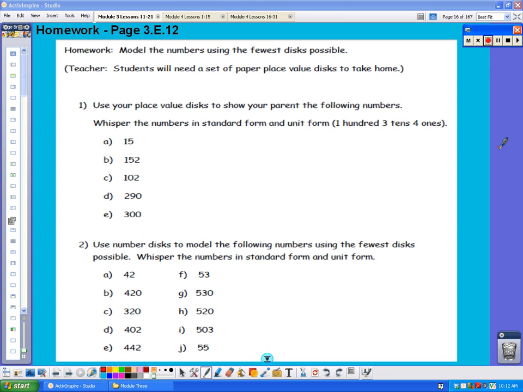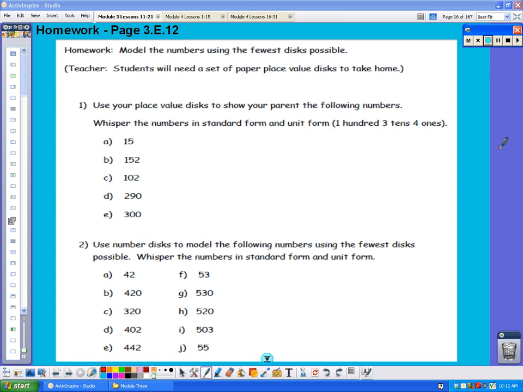Lesson 11 objective states, count the total value of ones, tens, and hundreds with place value discs. So for tonight's homework, you should have brought home place value chips and a place value chart. The homework tells us that we're going to model the numbers using the fewest discs possible, and you're going to need your paper place value chips and your place value chart.